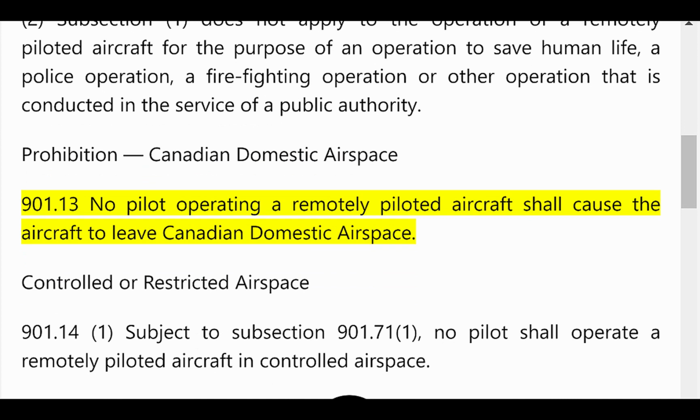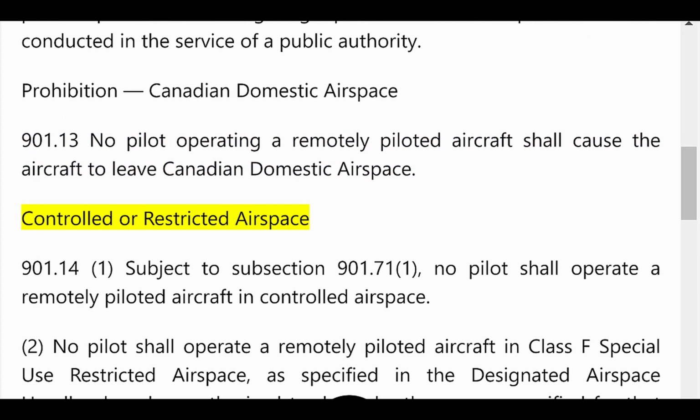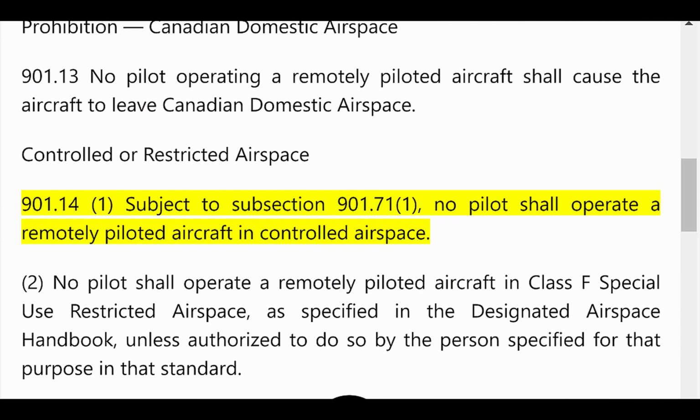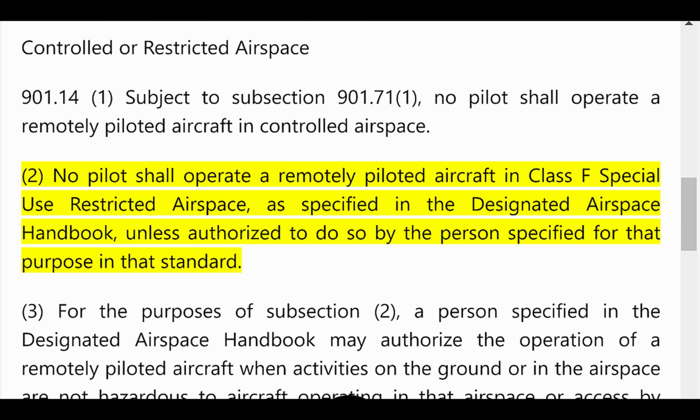901.13 No pilot operating a remotely piloted aircraft shall cause the aircraft to leave Canadian domestic airspace. Controlled or restricted airspace. 901.14(1), subject to subsection 901.71(1), no pilot shall operate a remotely piloted aircraft in controlled airspace. 2. No pilot shall operate a remotely piloted aircraft in Class F Special Use Restricted Airspace, as specified in the Designated Airspace Handbook, unless authorized to do so by the person specified for that purpose in that standard.